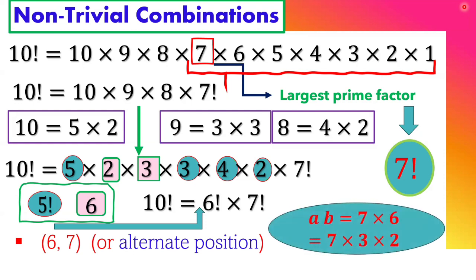Now the product of these two terms is 7 multiply 6. In prime factorization, it can be written as 7 multiply 3 multiply 2.